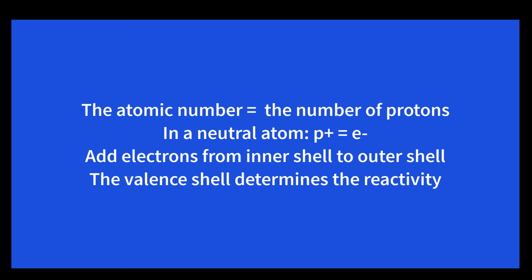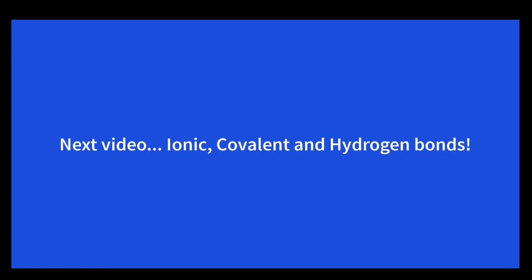The key points of this video is that the atomic number equals the number of protons. Once you know that, you can figure out the number of electrons, because in a neutral atom, protons equal electrons. When you are trying to figure out whether this atom will bond, you're going to add those electrons from the inner shell to the outer shell. And that outermost shell, the valence shell, is going to determine the reactivity, or whether this atom will bond with other atoms. Watch the next video to learn about the different types of bonds and how atoms form them.